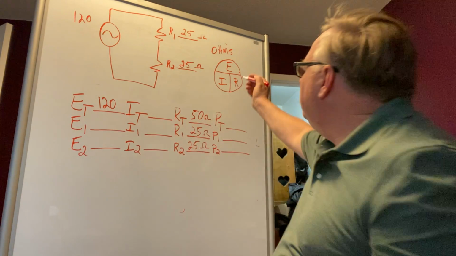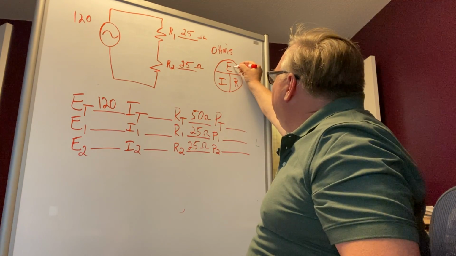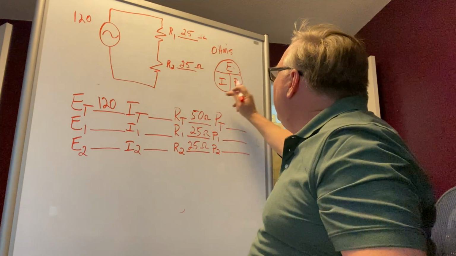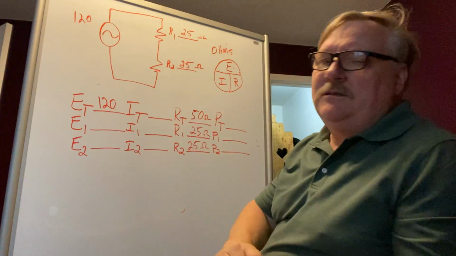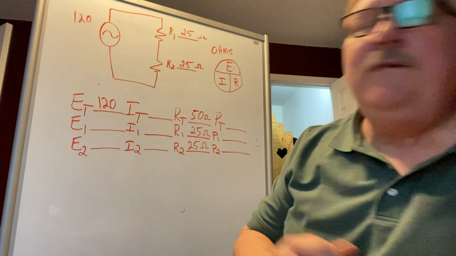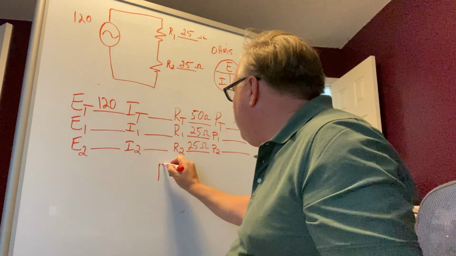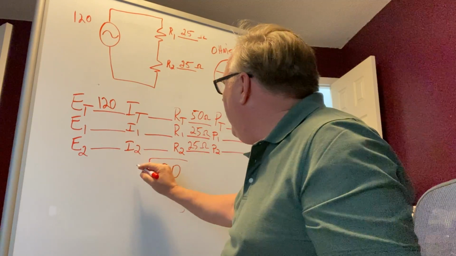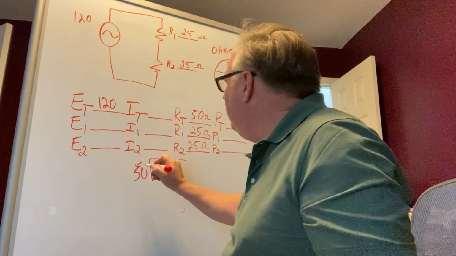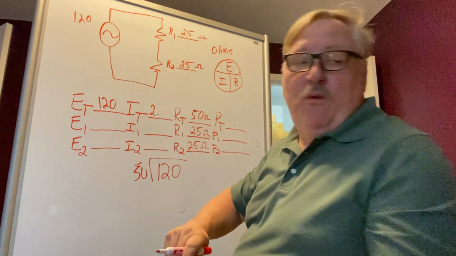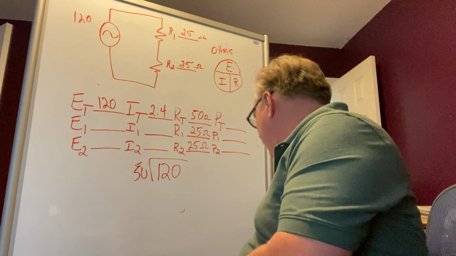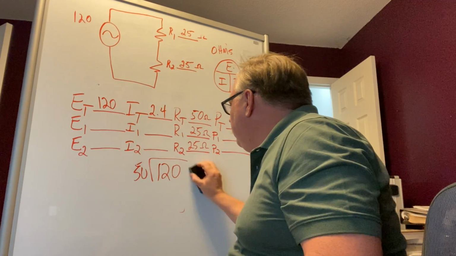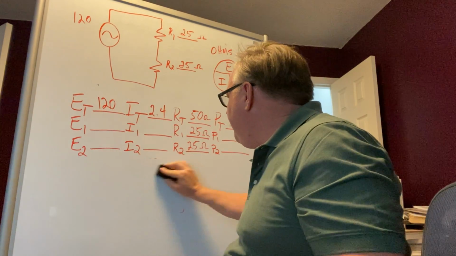120 volts, okay, which would be up here, and we want to find our current. So we cover this up. So we've got volts divided by our resistance. Okay, so 120 volts divided by 50 is 2.4 amps. Okay.